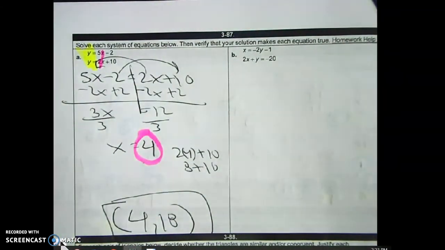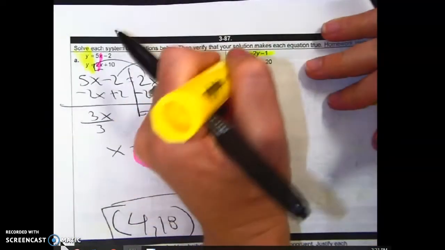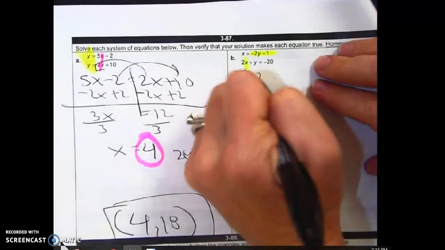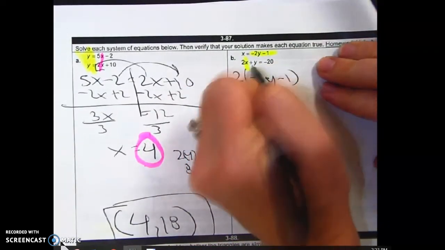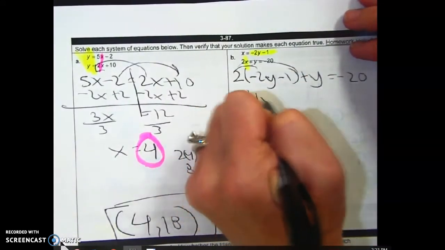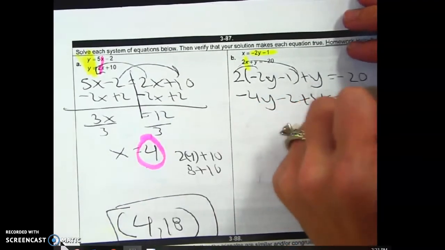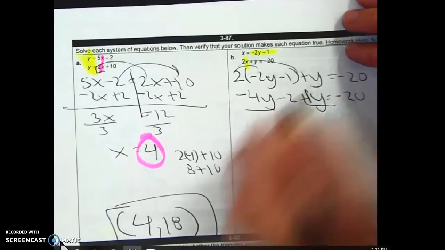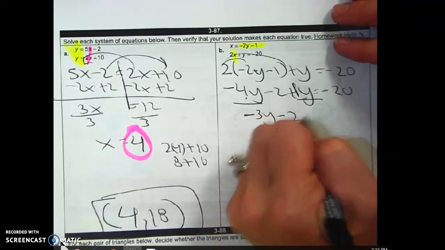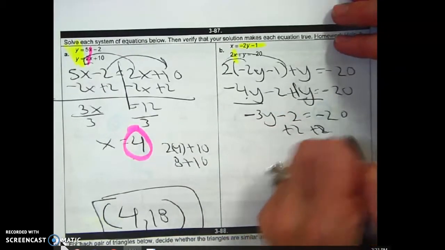The second one is a little bit more difficult. We're going to have to take all of this and plug it in there. So we're going to go to parentheses, negative 2y minus 1, then plus y equals negative 20. Multiply, multiply. These are the same. That's an imaginary 1. Negative 4y and y is negative 3y minus 2 equals negative 20. And then solve like you normally would.